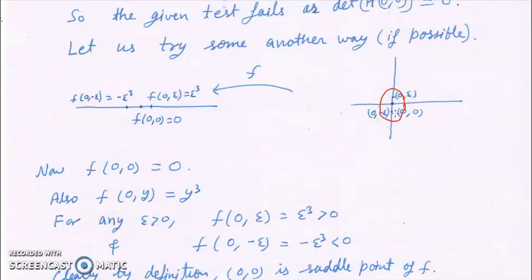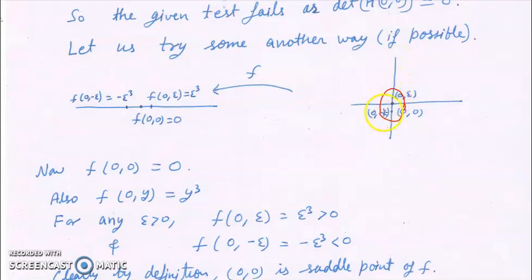And what will happen is that the value at (0, epsilon) is greater than 0, that is on this part, and the value at (0, minus epsilon) is less than 0. So it means for any ball you take, it will always cut to the positive y-axis and it will always cut to some part in the negative y-axis. But the points on the negative y-axis will have negative value and the points on the positive y-axis have positive value.